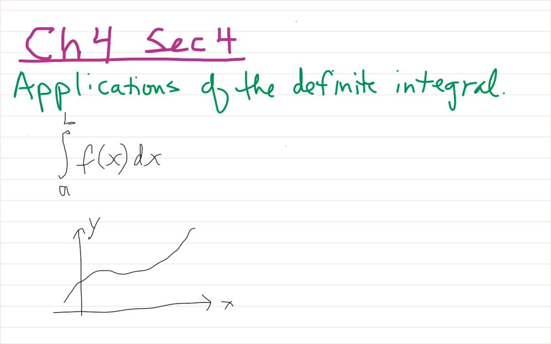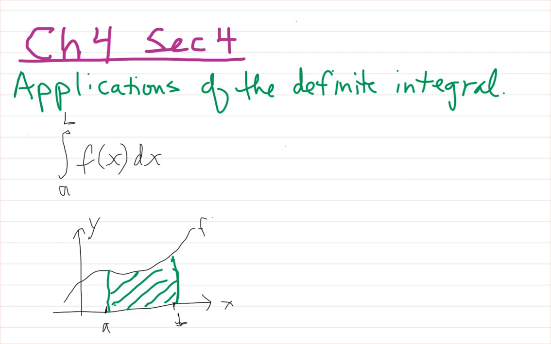And here's what we know. A, B, right? A and B. And this thing is going to be bounded on the left and the right by A and B, and on the top by the function f of x, and on the bottom by the x-axis, right? So you're going to get some area.